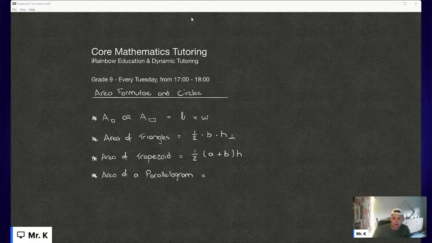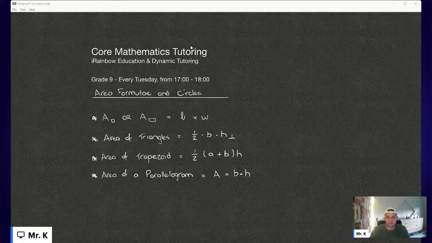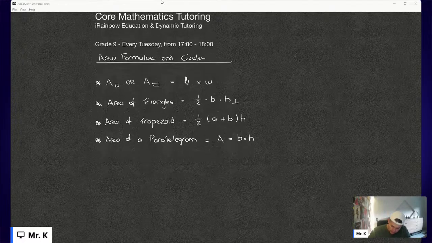The area of a parallelogram, guys, is simply base times the height of the parallelogram. But there are more ways that we can go about calculating the area of these shapes.